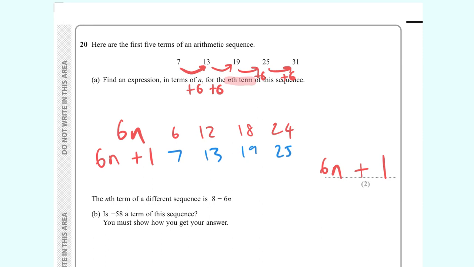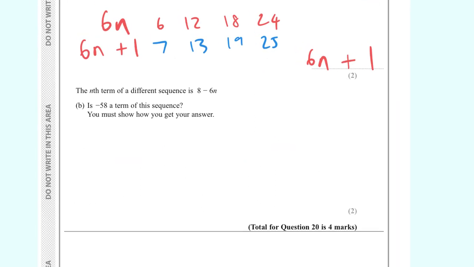Then it says, this is part B, spicing things up: is negative 58 a term in this sequence? To be a term in this sequence, n is going to have to be a whole number, like 4 or 5 or 6 or 7. Basically, it can't be like 0.2 or 54.3. It's got to be a whole number. So we're going to just write an equation. Let's make them equal and see what we get for n. See what number we get. That's all we've got to do.